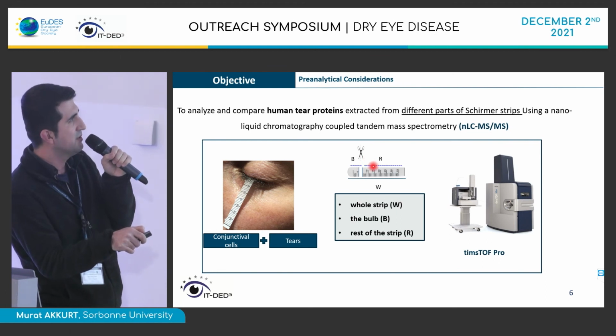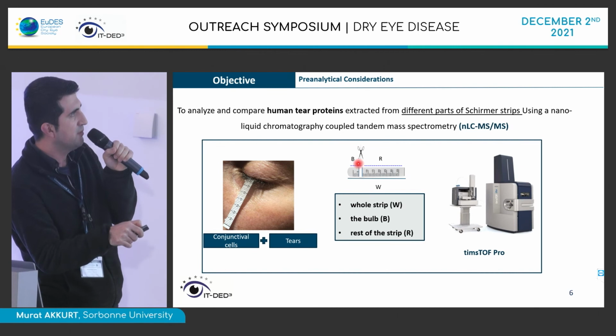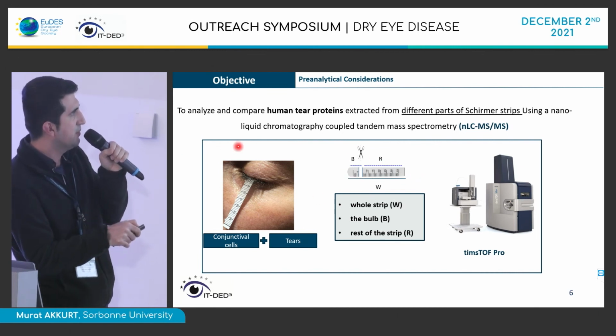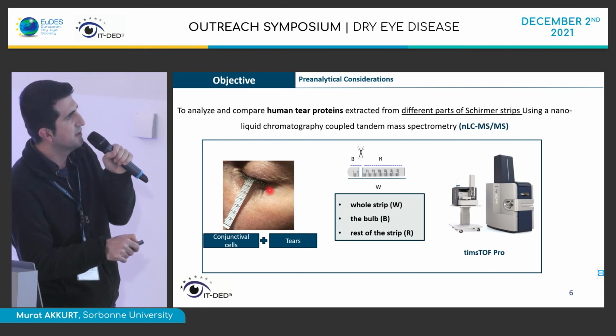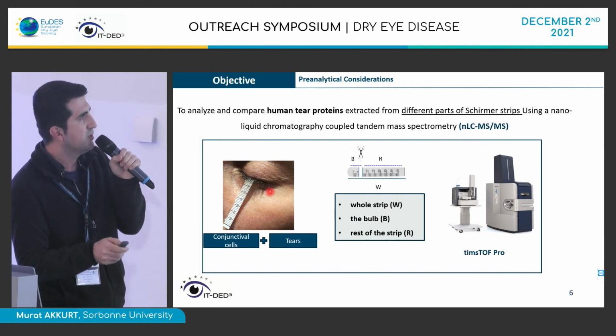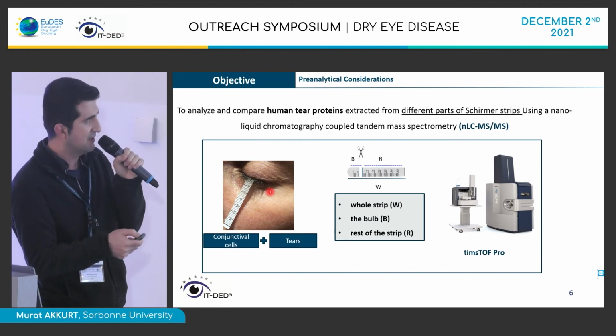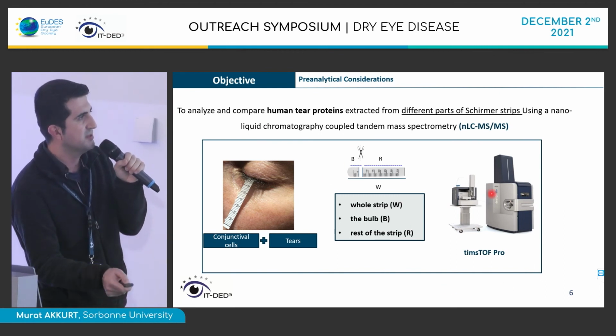after collection, we cut the strip into 2 parts. This part we name the bulb, and this is the rest. This part, as you can see, is the part in contact with the conjunctiva to collect cells, and then the tear fluid moves through the strip with capillary forces. And after this, we analyzed these strips using timsTOF Pro mass spectrometry.